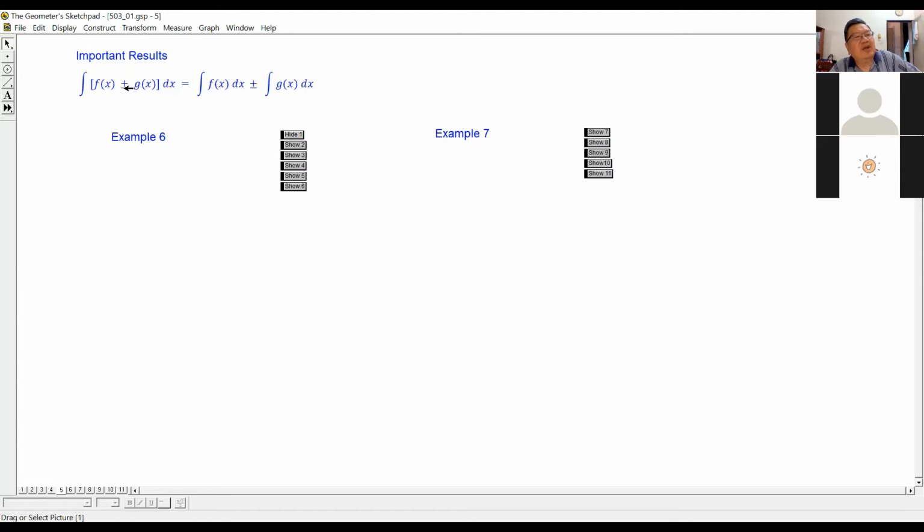If the sign in between is plus, then you put plus. If the sign in between is negative, then you put negative, right? What is the meaning of this? We see.